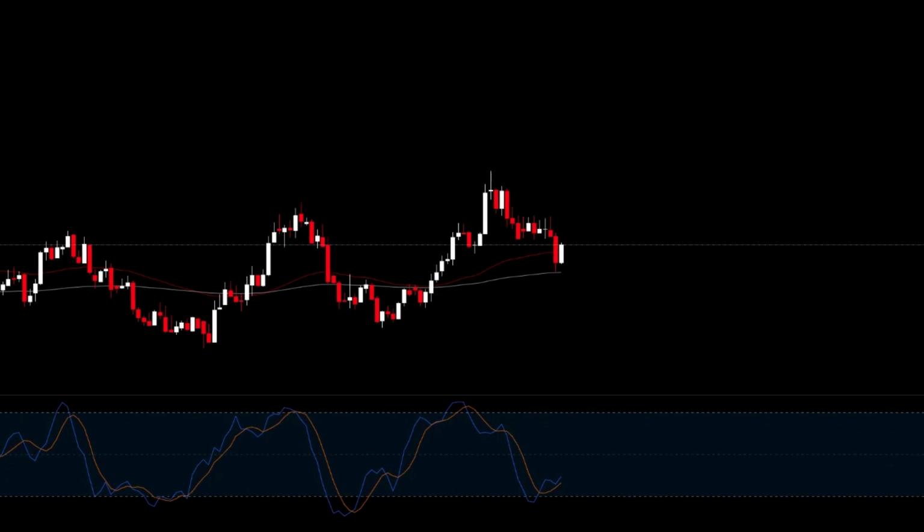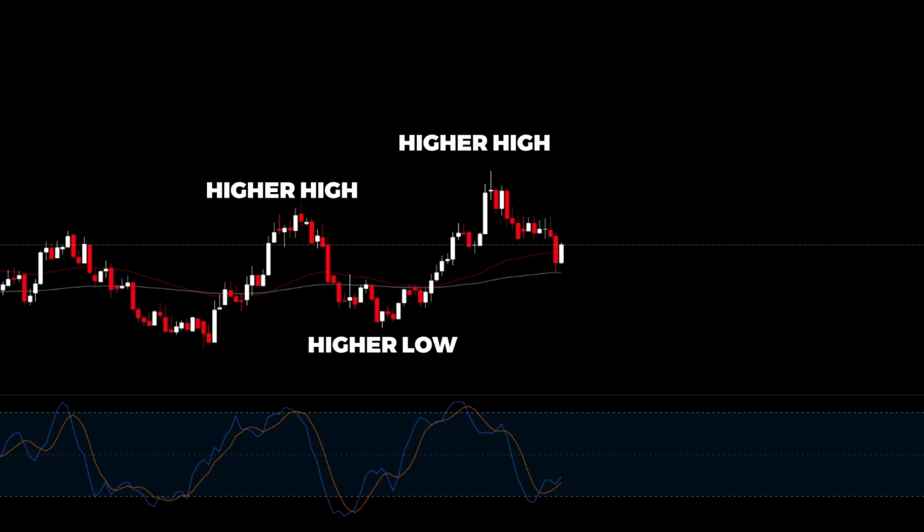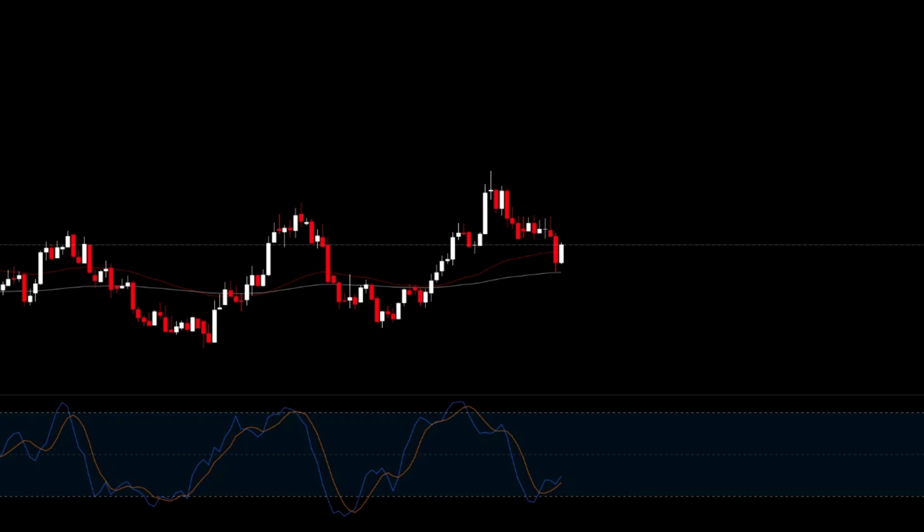Pay attention to these examples. As you can see, when the price forms higher highs and higher lows, it indicates an uptrend. Additionally, the 50-period moving average has crossed above the 150-period moving average, and the price is pulled back to the 150-period moving average. Now, look at the stochastic oscillator indicator.